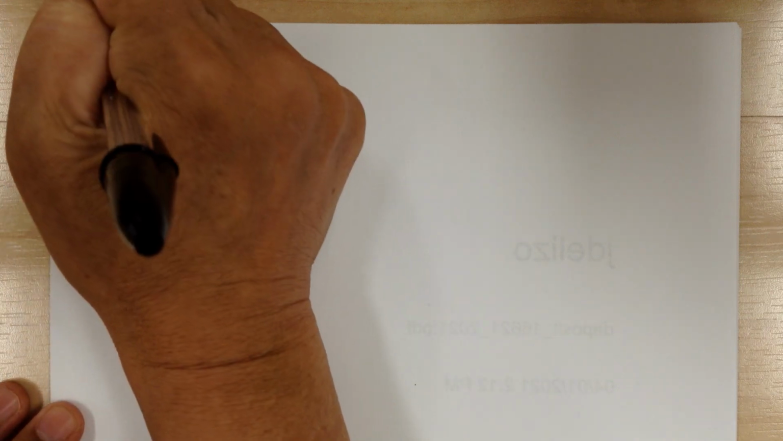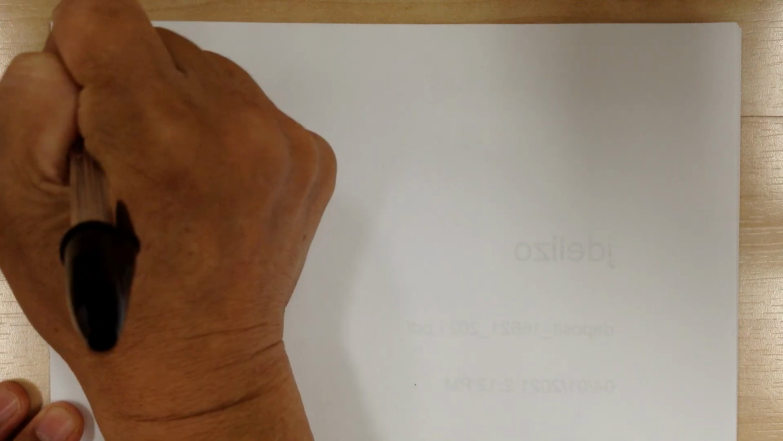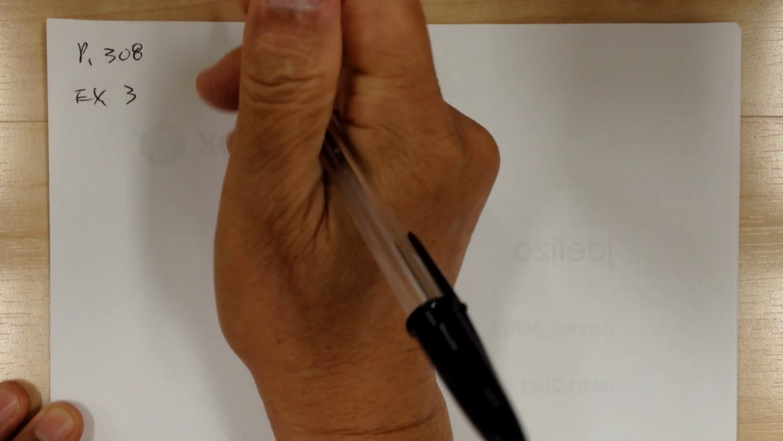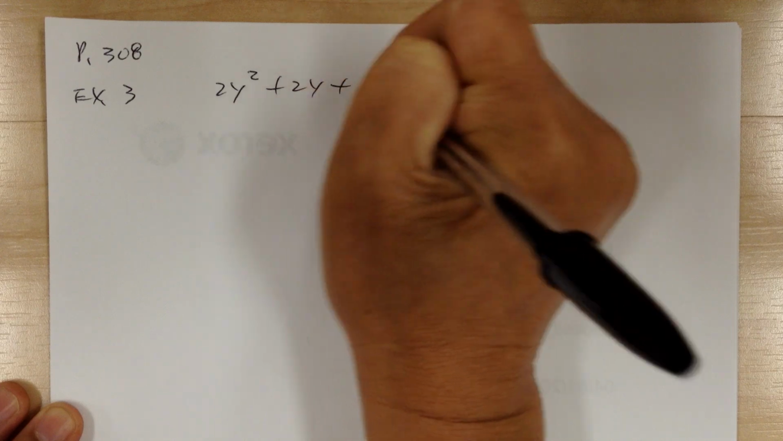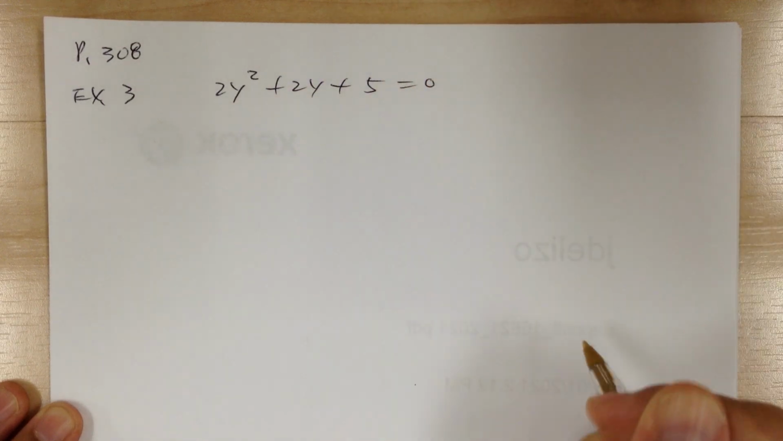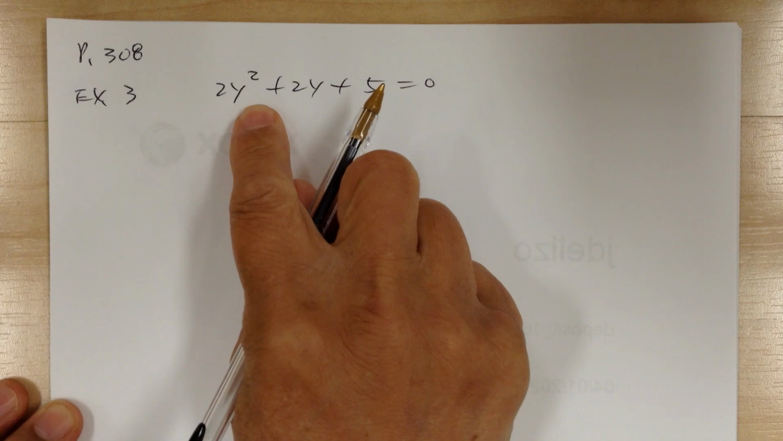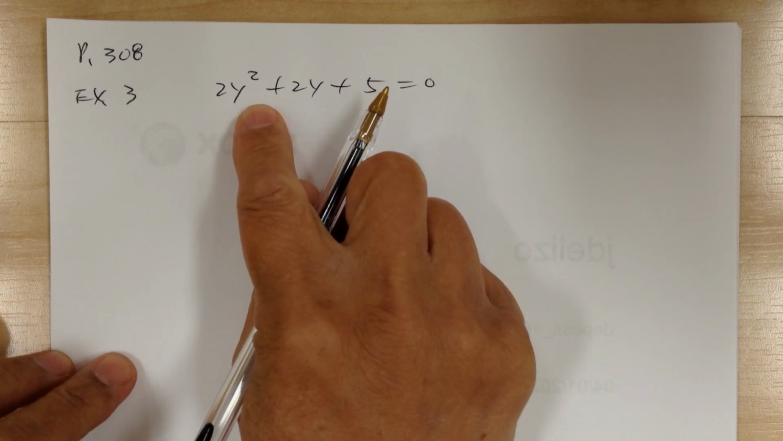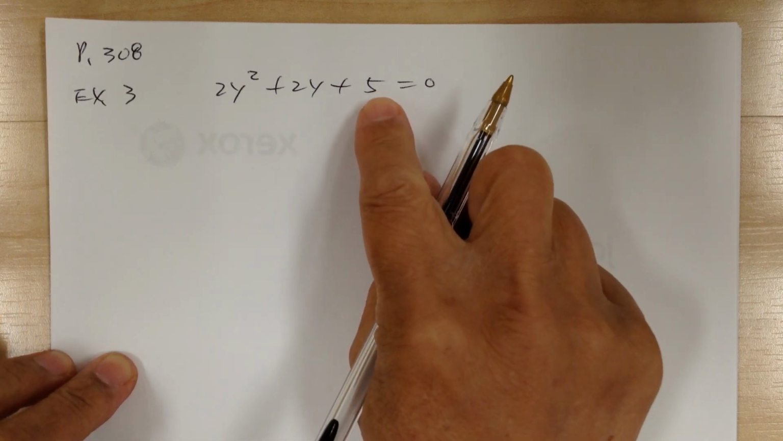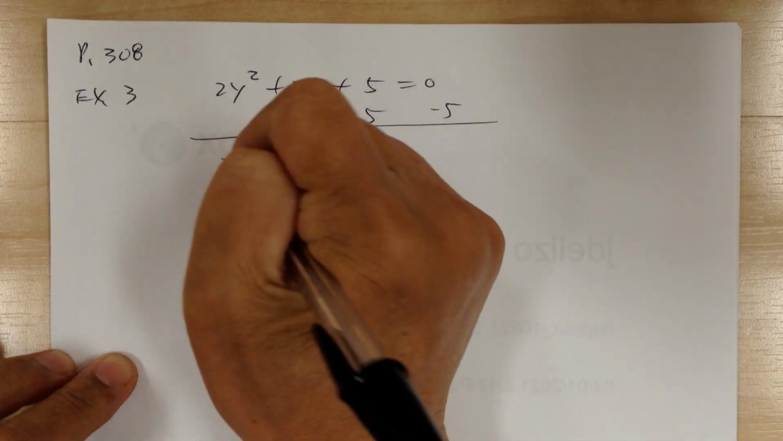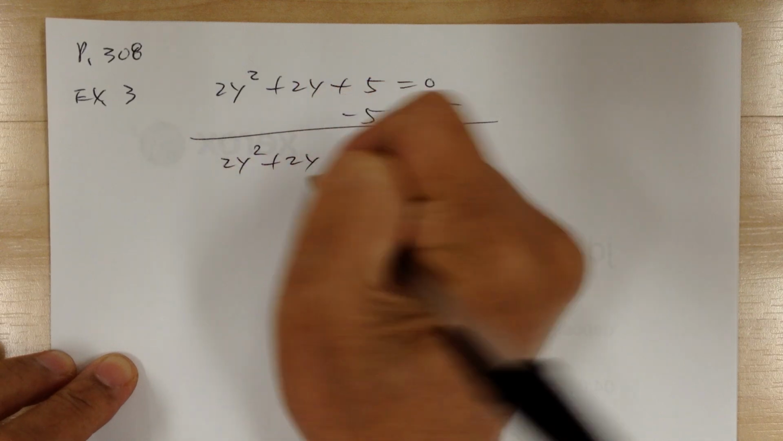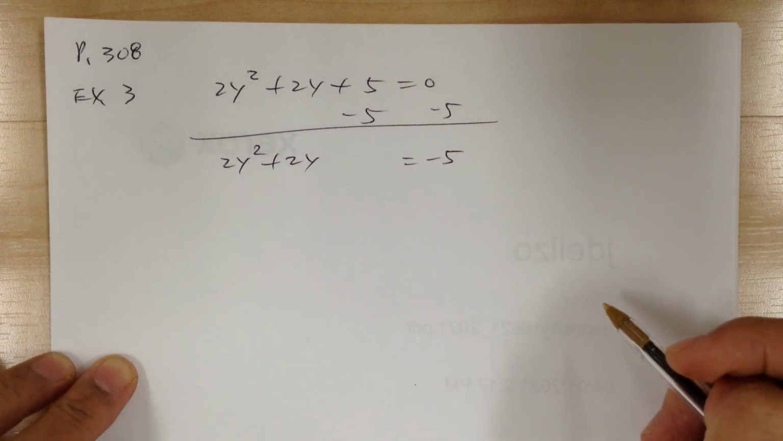Okay, let's go to example 3. You have 2y squared plus 2y plus 5 equal to 0. When you have to solve by completing the square, you need to get rid of this number, so minus 5 on both sides. So you get 2y squared plus 2y is equal to negative 5.